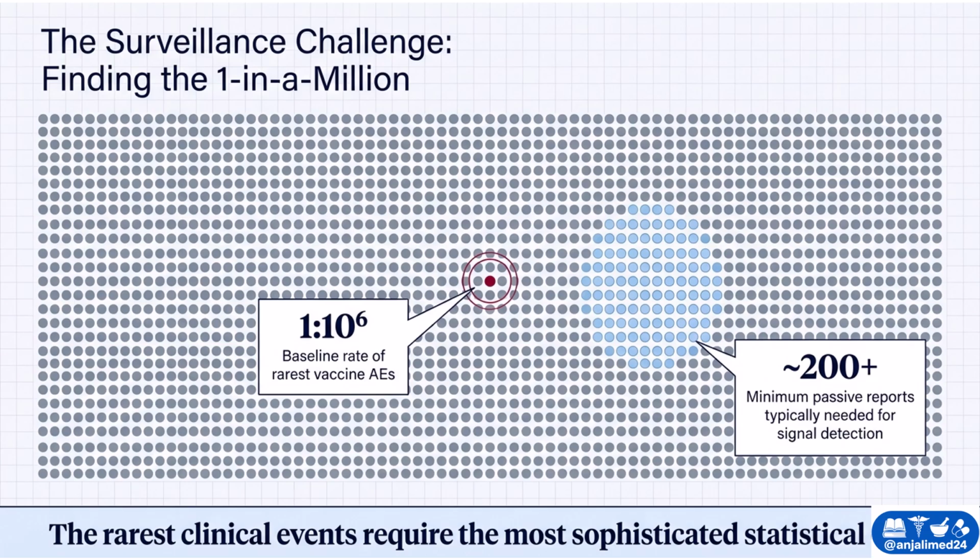Passive surveillance systems such as VAERS and VigiBase rely on large scale reporting patterns to detect the unusual clustering of events. In many cases, more than 200 independent reports may be required before statistical algorithms recognize a potential signal worthy of investigation. This means that the rarest adverse events demand the most sophisticated epidemiological tools, massive datasets, and continuous global monitoring. In vaccine pharmacovigilance, finding a single meaningful signal often requires analyzing millions of data points.